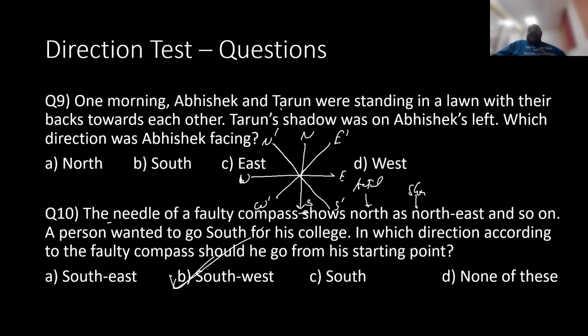See, the opposite of north is south, right? So the faulty compass will show the northeast. Opposite of northeast in the faulty compass will be southwest. So if he wants to go south, he should be going southwest. These are some of the questions on directions.